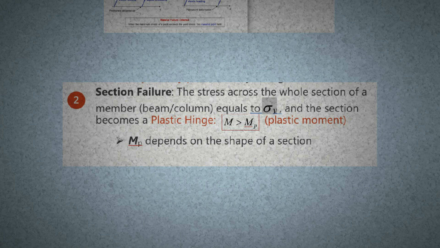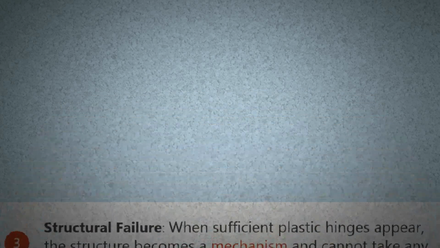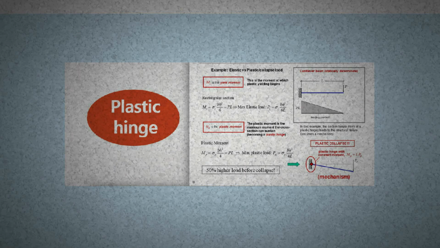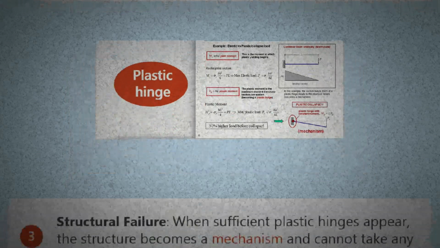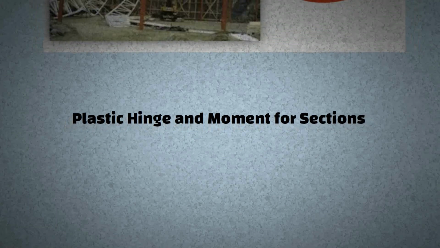forming a plastic hinge, with plastic moment M_p, dependent on section shape. Structural failure: sufficient plastic hinges turn the structure into a mechanism, losing its load-bearing capacity, defined by the plastic limit/collapse load P_c.